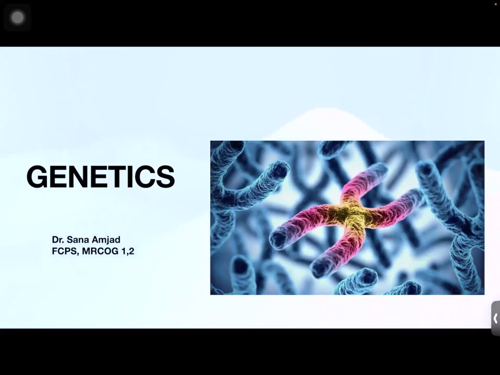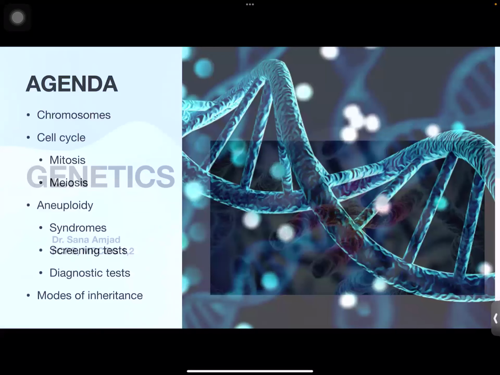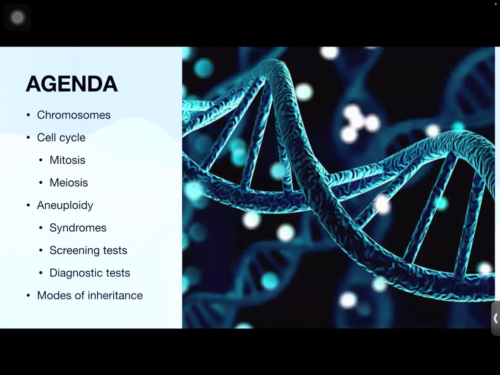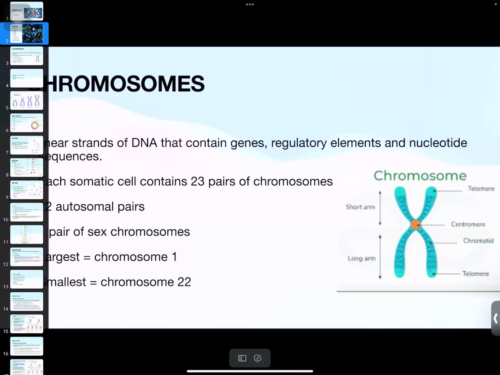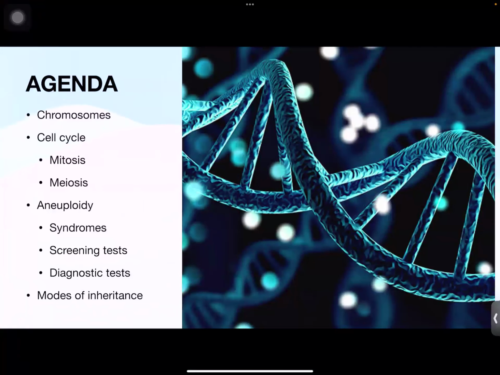So we are going to start today's topic, and this is genetics. In this discussion, we will discuss the chromosomes, and then we will discuss the cell cycle. You all must have read it previously, the cell cycle, which is mitosis and meiosis, and then we will discuss aneuploidies and aneuploidy syndromes, and then the screening tests, diagnostic tests, and lastly the modes of inheritance, and that is very, very important in this genetic topic.